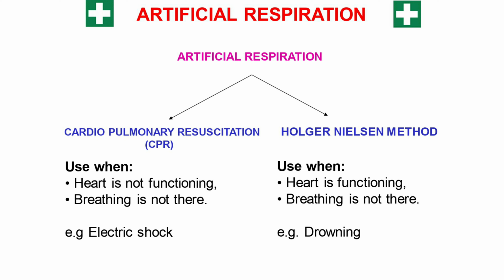Artificial respiration. Cardiopulmonary resuscitation, CPR: use when the heart is not functioning and breathing is not there, for example, electric shock. Holger-Nielsen method: use when the heart is functioning and breathing is not there, for example, drowning.